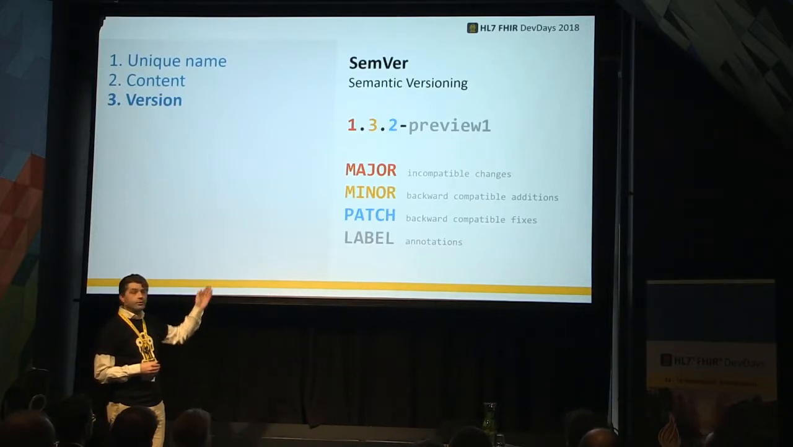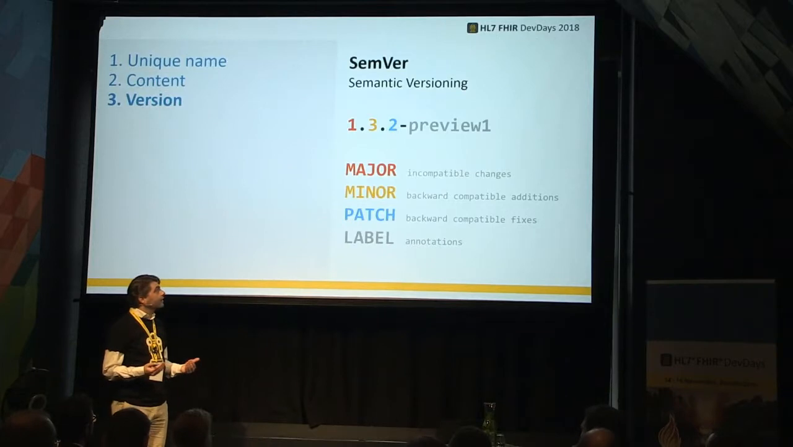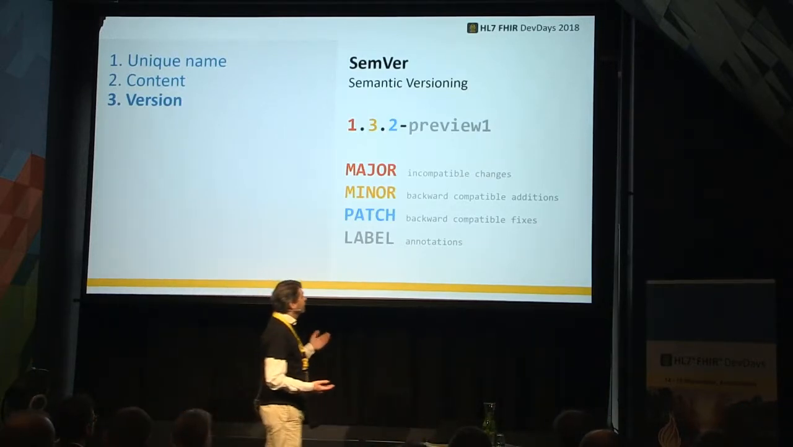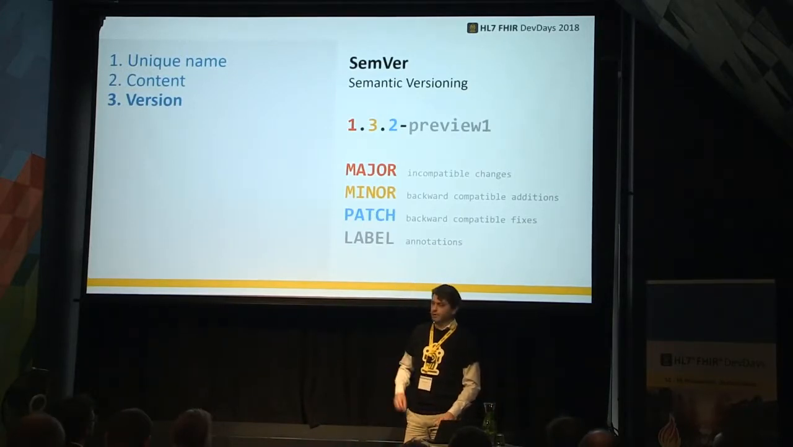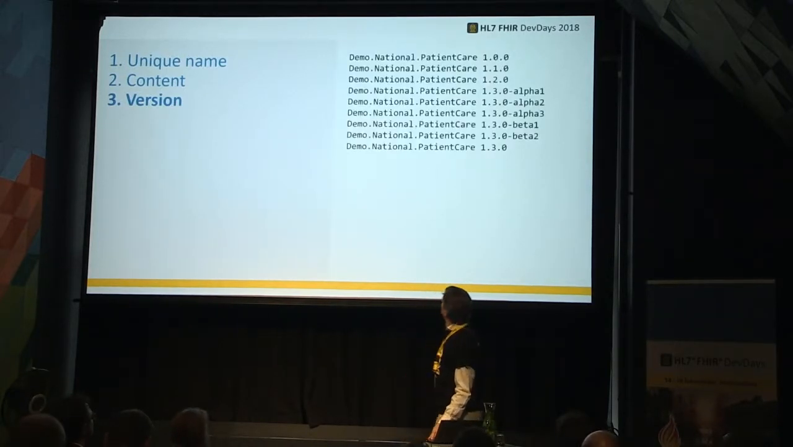If you update the first, you are communicating to your user that there's a breaking change, and the next one, the minor version, tells the consumer about backwards compatible additions, the patch about fixes, and the label just annotations like this is a preview one, don't use it yet in production, or this is a test or whatever. If you list a package with several of its versions, it will look something like this.